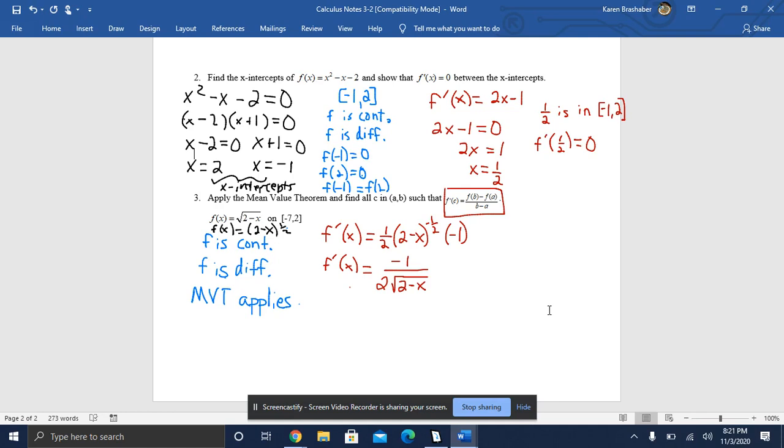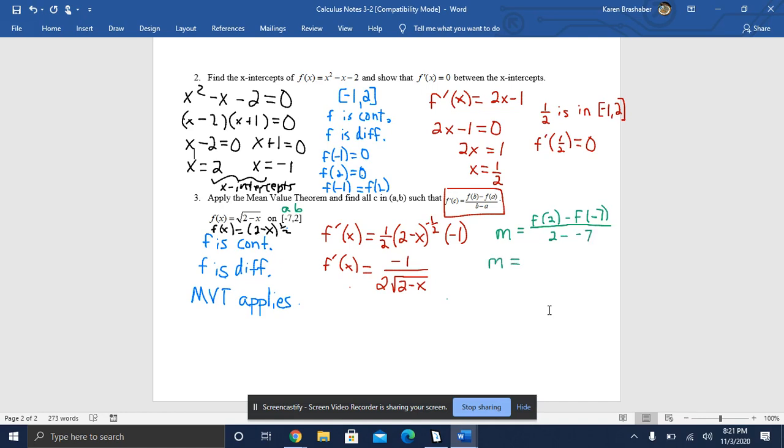All right, so that's one piece that I have to find. Then the other piece that I have to find is the slope of the line that would go through the endpoints. So that's f of b minus f of a. Your interval is from negative 7 to 2. So f of b, f of 2, minus f of a, that would be f of negative 7, over b minus a. So 2 minus negative 7.